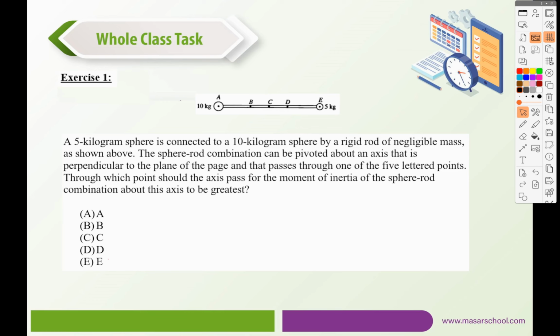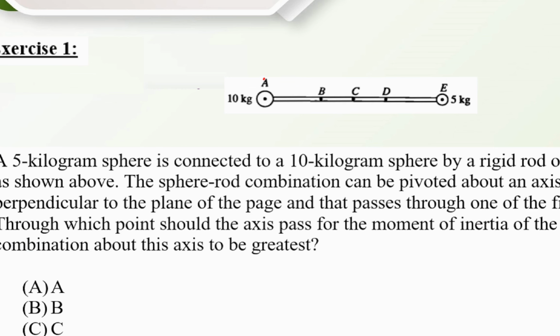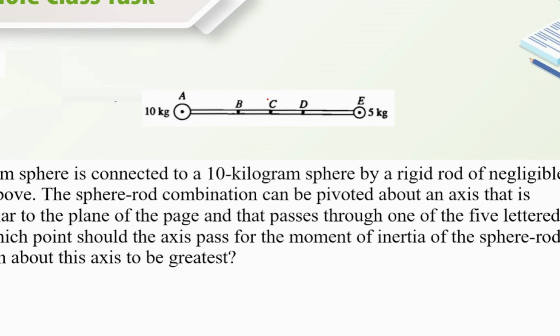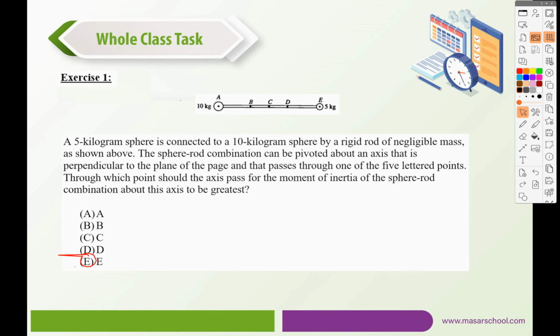Exercise 1: a 5 kilogram sphere is connected to a 10 kilogram sphere by a rigid rod of negligible mass as shown above. The sphere-rod combination can be pivoted about an axis that is perpendicular to the plane of the page and that passes through one of the 5 letters. So we can place the axis of rotation at any of these points. Through which point should the axis pass for the moment of inertia of the sphere-rod combination about the axis to be greatest? The greatest one would be such that the axis of rotation passes through E, because the greatest mass is 10 and that would be the largest from E, making E the correct answer.